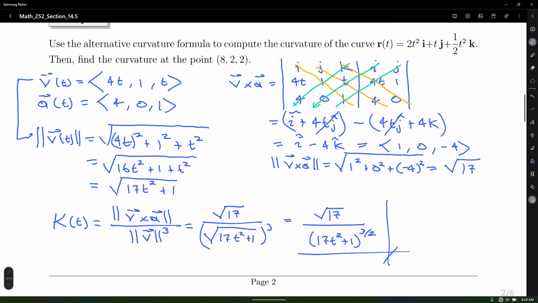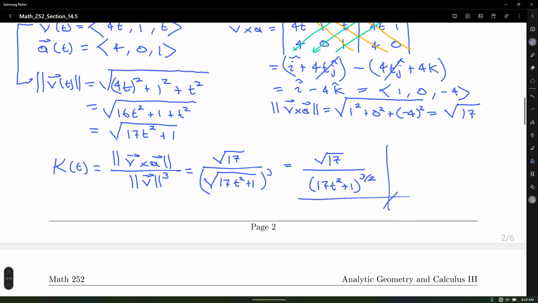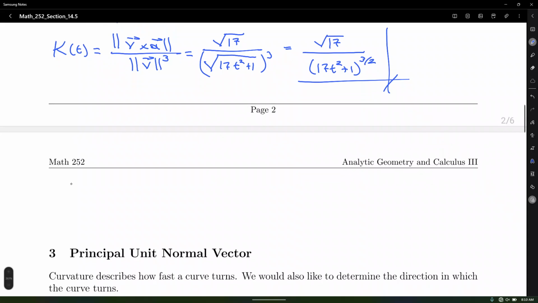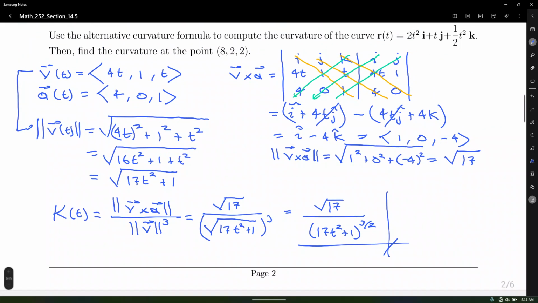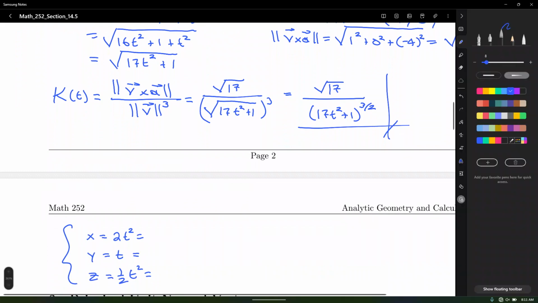So what do we do? We can write this vector valued function in terms of a set of parametric equations. I left some space to do that on the next page. So let me write it in parametric form. We have x equals 2t squared, y equals t, and z equals 1/2 t squared. I'm going to set these components equal to the ordered triple where we want to know the value of t, which in this case is (8, 2, 2). That is x, y, and z.